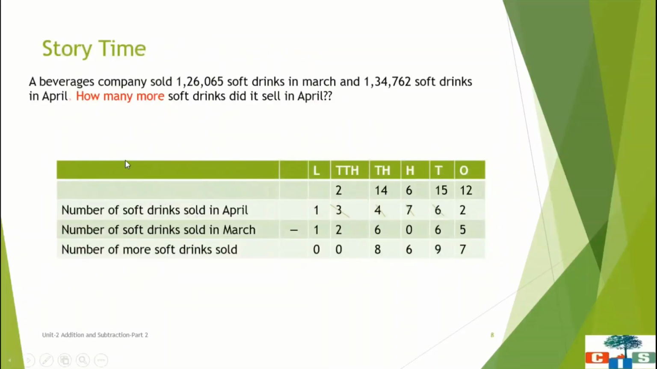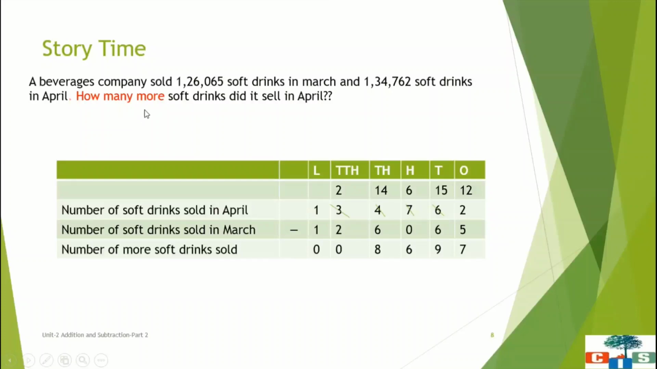Story sum. For a story sum, read the question properly and locate the keyword. We'll start. A beverages company sold 1,26,065 soft drinks in March and 1,34,762 soft drinks in April. How many more soft drinks did it sell in April? First of all, we will locate the keyword. "How many more" shows that this sum is related to the subtraction operation.